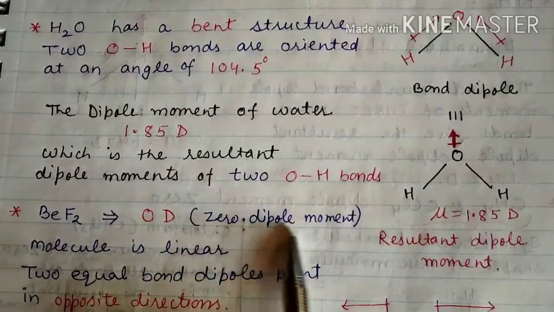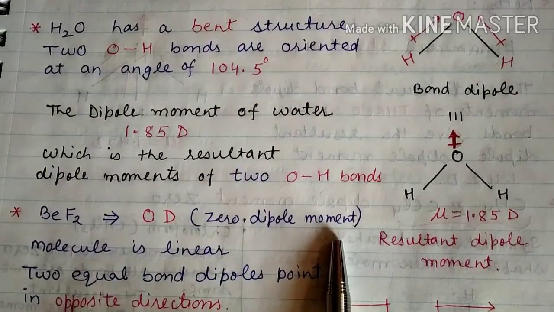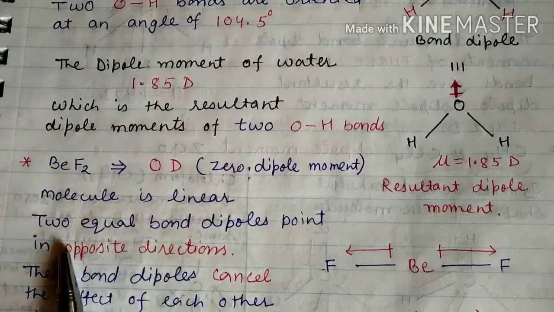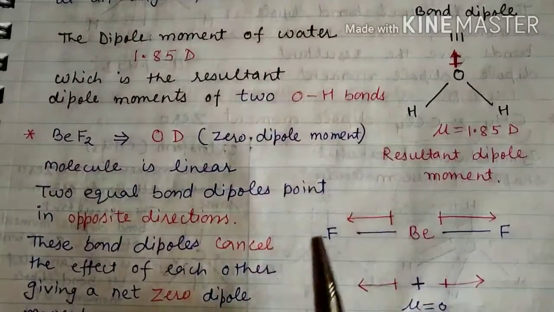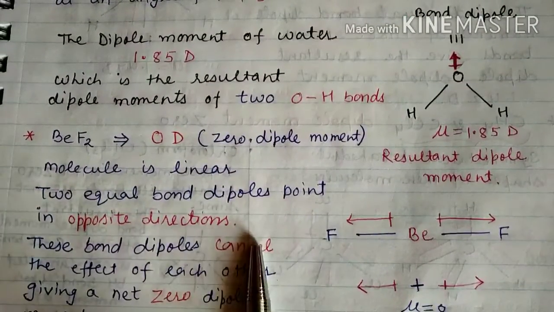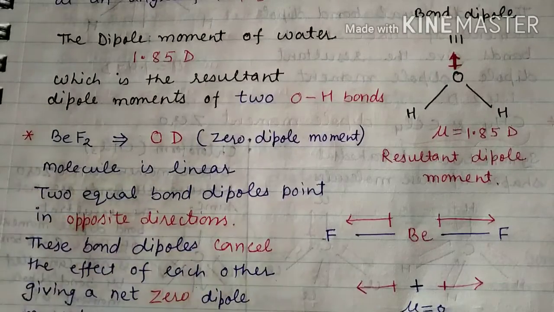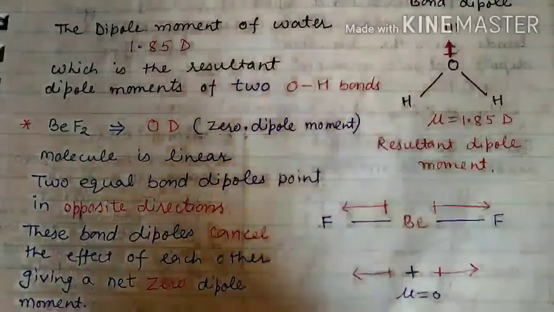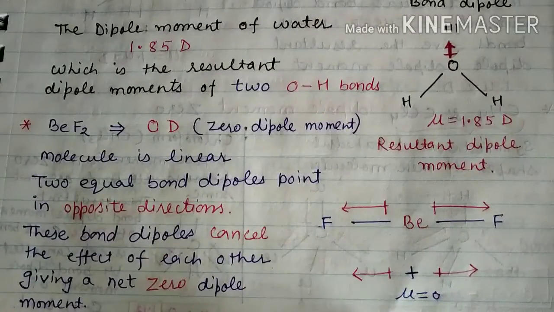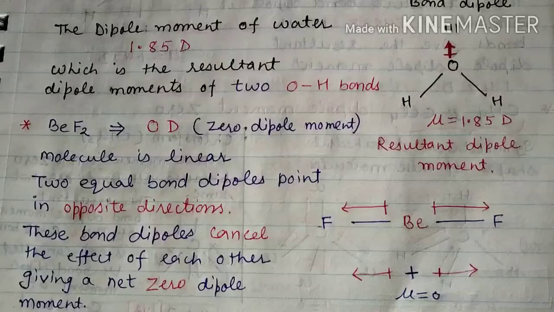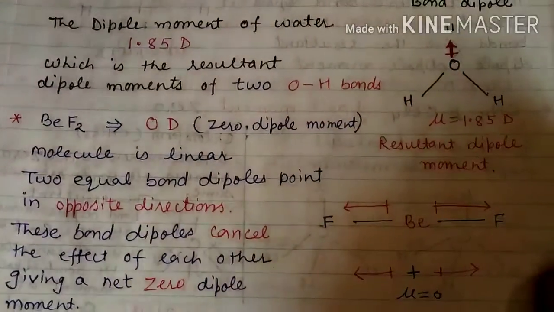In case of BeF2, zero dipole moment is there, because BeF2 is a linear molecule. Two equal bond dipoles which are pointed opposite to each other cancel, and hence the resultant dipole moment will be 0 in case of BeF2. You can see here, because this is a linear molecule as we have seen in case of CO2, the dipole moments cancel each other because they are in opposite directions. So mu comes out to be 0 in case of BeF2.